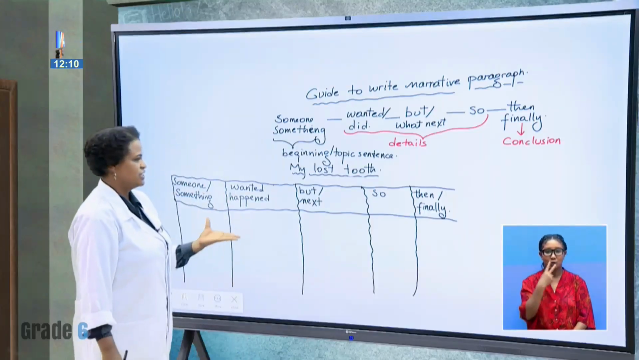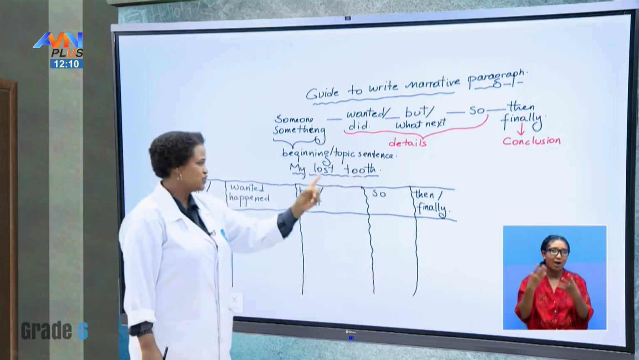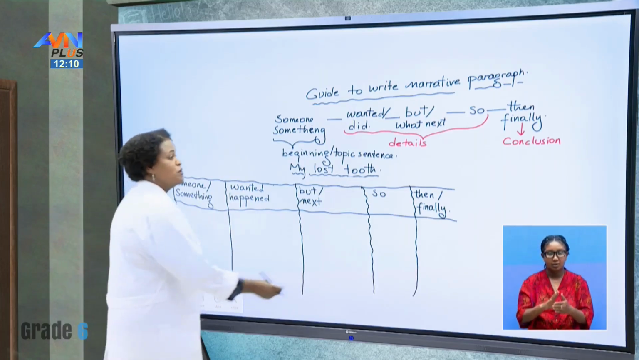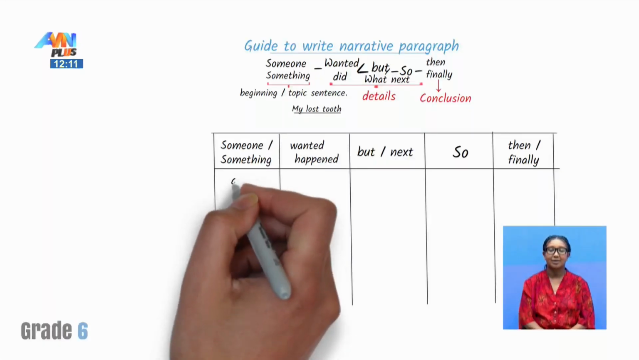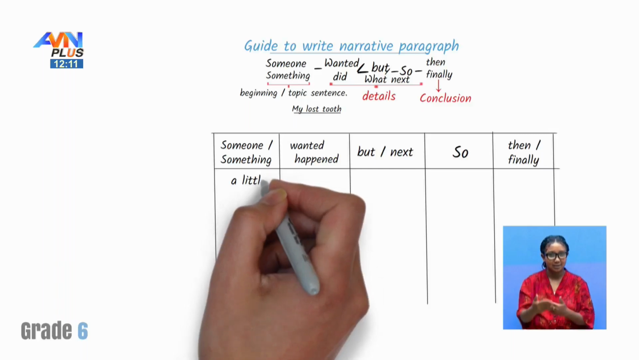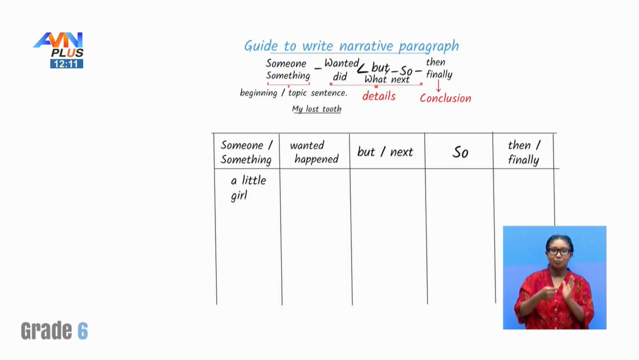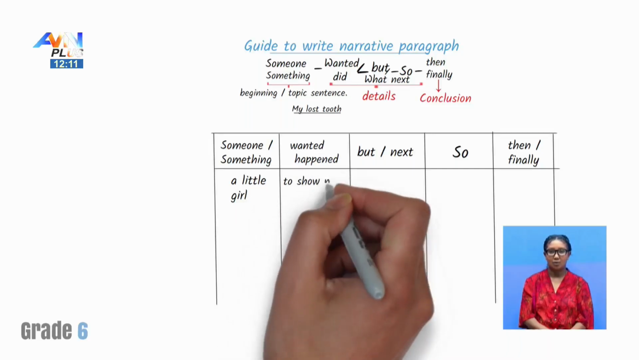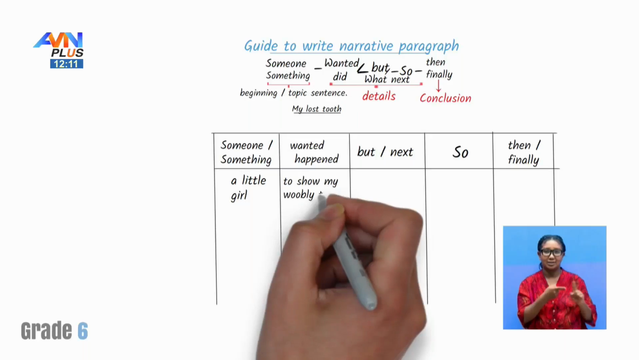All right. Look. So, this is the pattern that we're going to follow to write a narrative paragraph about my lost tooth. So this time, what is going to be here on our beginning? Someone or something? Obviously, it is something. So, my lost tooth. Okay? Let's see, or let's write what happened to my lost tooth. A little girl, or you can make it boy. It doesn't matter. Okay? Then what happened next is, or what does that person wanted? To show my wobbly tooth to my friends.